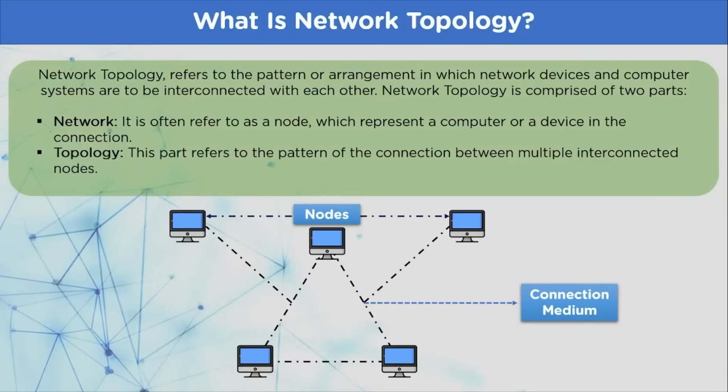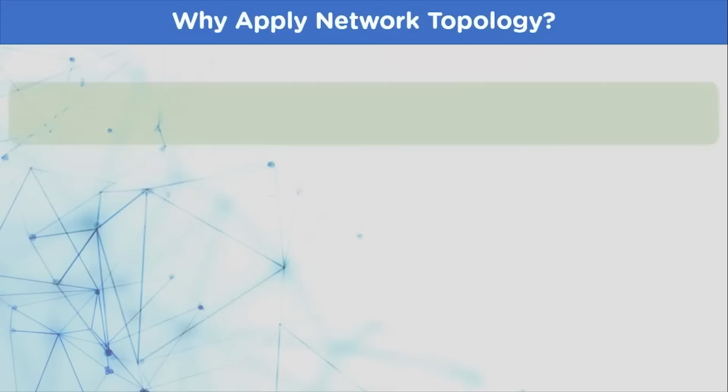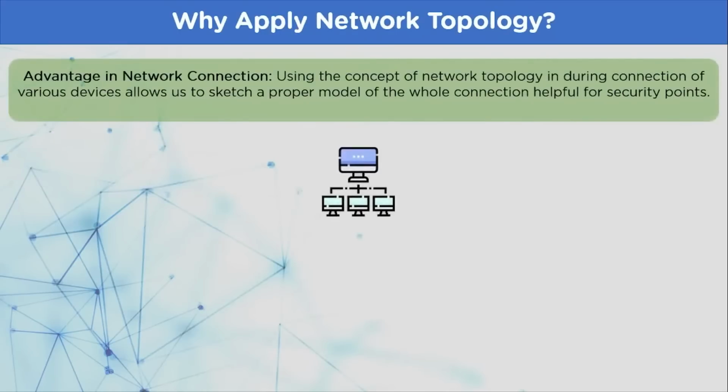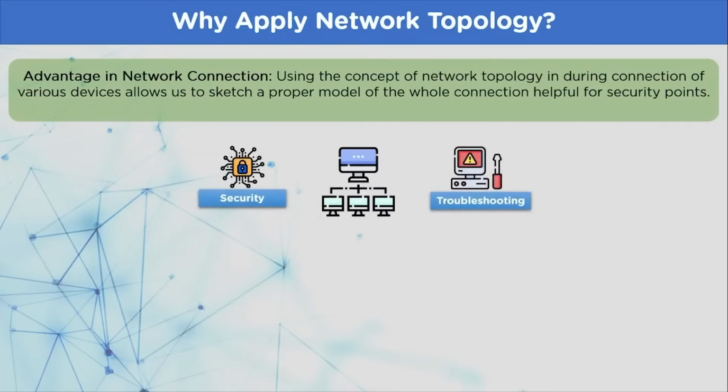Then the other part is topology, which represents the connection medium between different network devices and governs the data flow between them. Moving on, let's talk about why do we apply the concept of network topology. For the first point, it allows the users to understand the overall model of the network along with the number of devices installed and their positions in the network, which provide ease of installation of security measures and network and helps in case of troubleshooting cases.